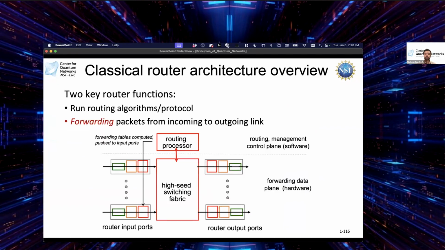There are essentially two key functions in a router. The router should run routing algorithms or protocols, and it should implement forwarding of packets from incoming links to outgoing links. The router is composed of a high-speed switching fabric that allows us to send packets from input ports to output ports. The routing processor runs the routing algorithms and protocols and decides what should be done with the packets in the incoming queues.